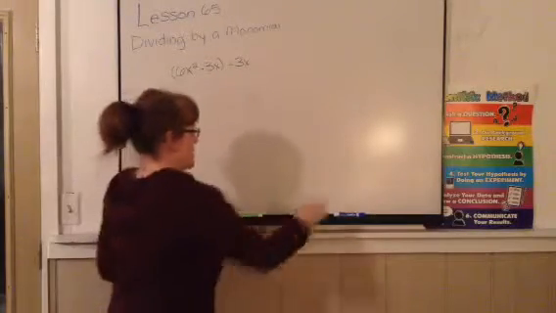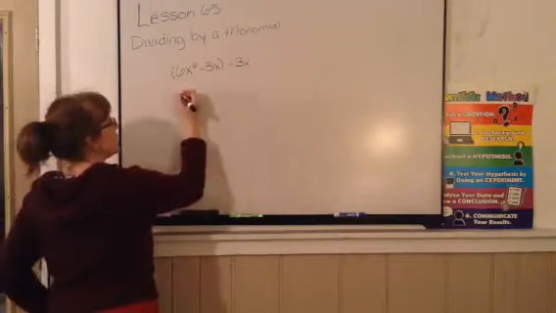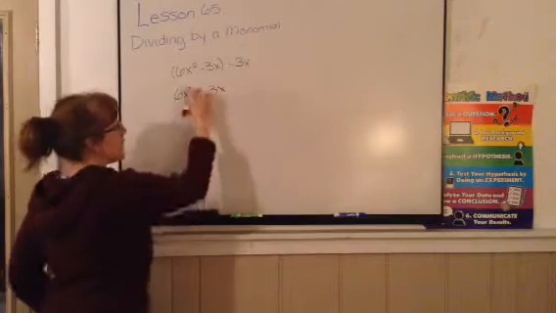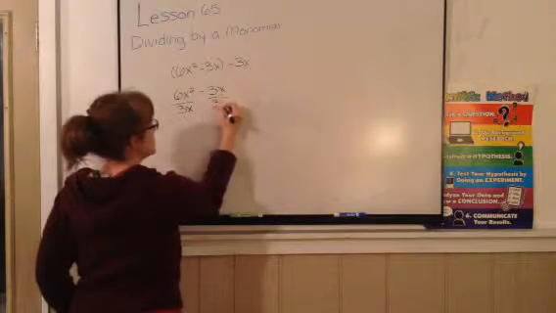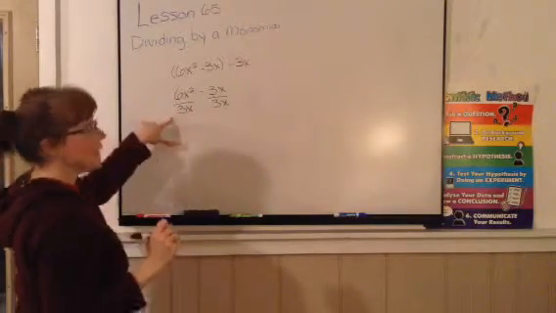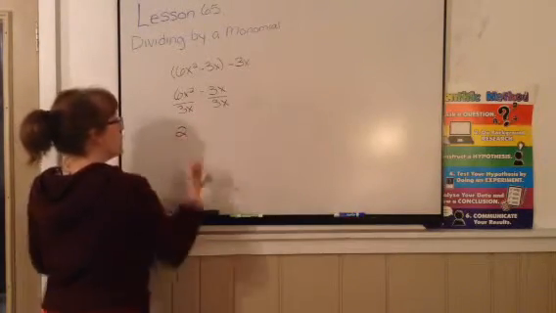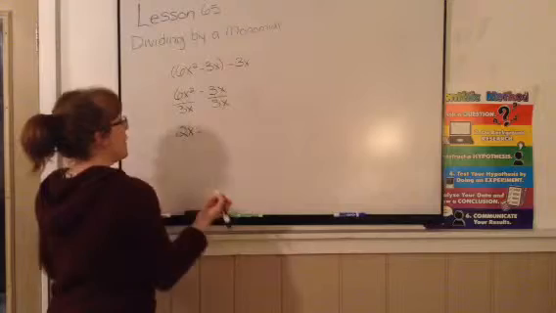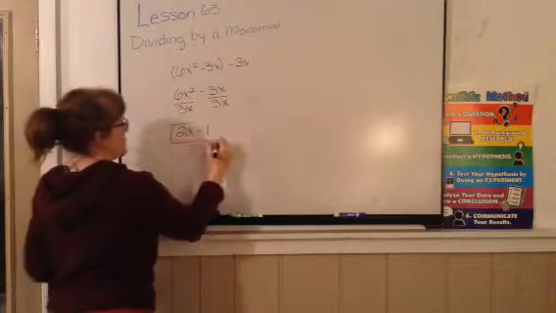So how do we do that? What we would do is take 6x squared minus 3x and just divide both of these by 3x. So when I look at this, I see I have 6x squared divided by 3x. Well, I can do 6 divided by 3 and get a 2, and say x squared divided by x and get an x, and then 3x divided by 3x is 1. So this right here would be my answer.